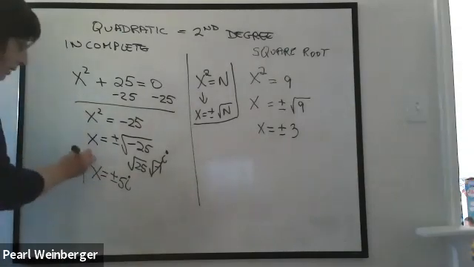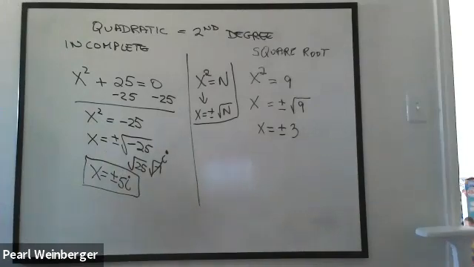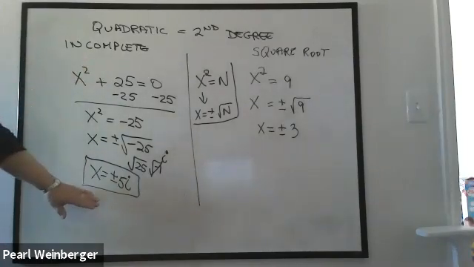So notice, I would never have gotten this kind of an answer. I never get an i when I factor. I never get a radical when I factor, but even if it's not factorable, I can solve it using this square root method.